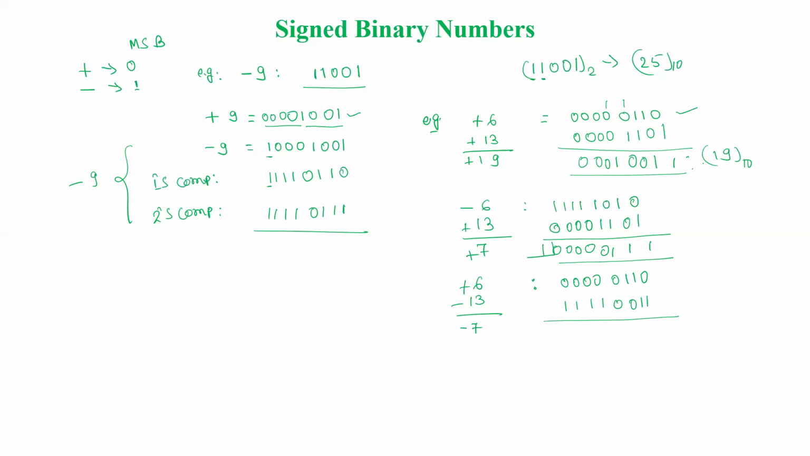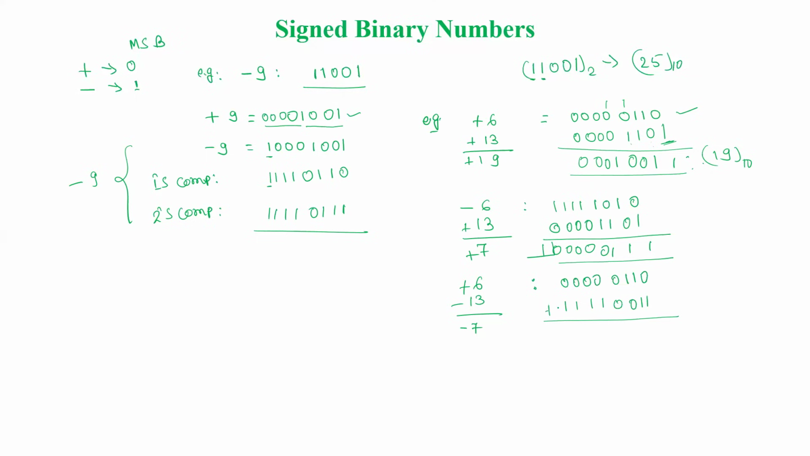Starting from the LSB, zeros are unchanged, and the first 1 is also unchanged. The remaining bits: 0 will change to 1, 1 will change to 0. So already what we have here, plus 13, is this. The LSB bit itself is 1, so this 1 is unchanged. Remaining bits: 0 will change to 1, 1 to 0, 1 to 0, and 0 to 1.